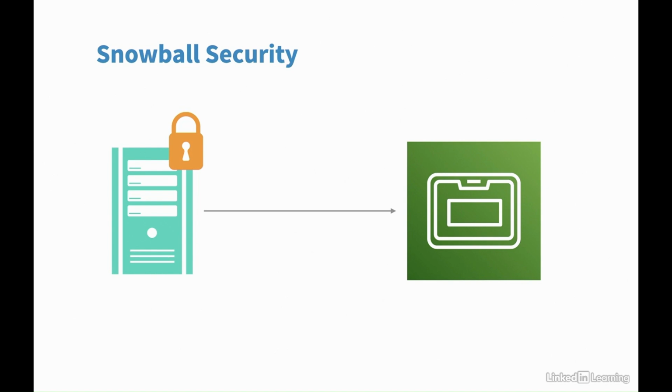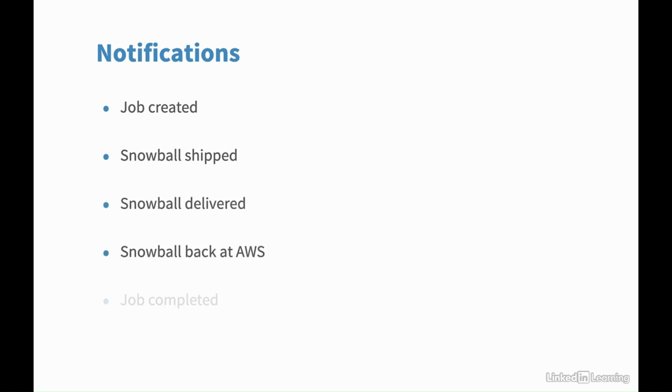Second, the enclosure itself is tamper-proof and equipped with something called a Trusted Platform Module that can alert AWS to any unauthorized changes to the hardware. After your job is complete, AWS erases your data according to the NIST standard for media sanitation. Finally, you can configure SNS notifications for events that occur during the job's lifecycle. This way you can get text messages or emails for things like job created, Snowball shipped, Snowball delivered, Snowball back at AWS, job completed, or job canceled.